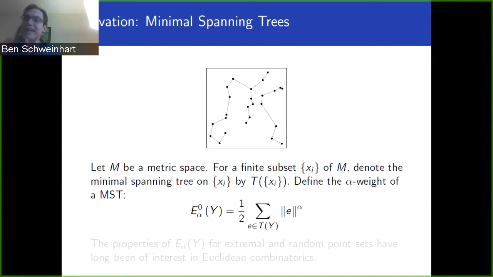We should take a second and think about this alpha weight a little more, because it will come into play a lot later. To reiterate, it is the sum over the edges in the minimal spanning tree of the length of the edge to the power alpha.